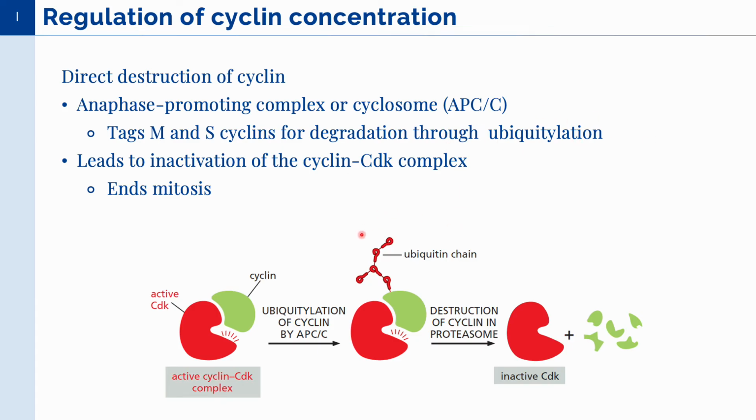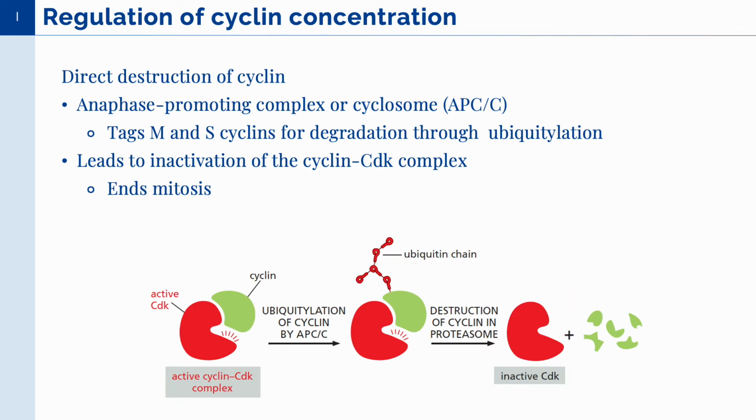Ubiquitination is the addition of a ubiquitin chain to certain compounds or organelles in the cell, and usually the addition of ubiquitin is the marker for the cell to destroy whatever it is attached to. By destroying the cyclin, this leads to the inactivation of the cyclin-CDK complex, and we can end the mitosis when that happens.